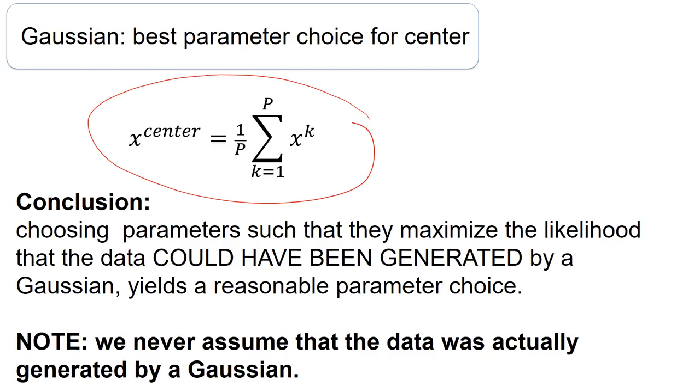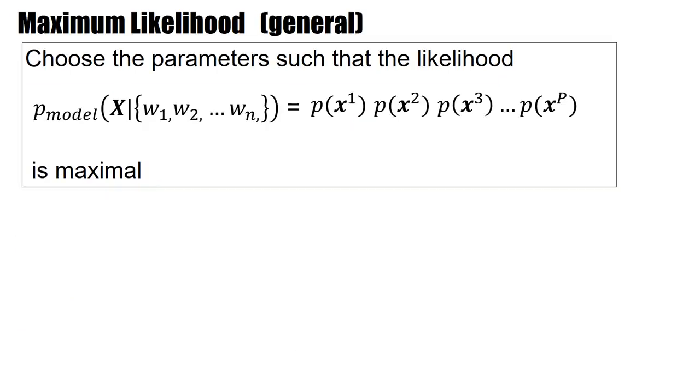So this is a standard example that's discussed in many, many machine learning classes, introductions to statistics, introduction to machine learning. If you choose parameters such that they maximize the likelihood that the data could have been generated by a Gaussian, then this sort of yields a reasonable parameter choice. Note that nowhere in the process I assumed that the data was actually generated by a Gaussian. We just ask, well, what's the best parameters such that the data could have been generated by a Gaussian?